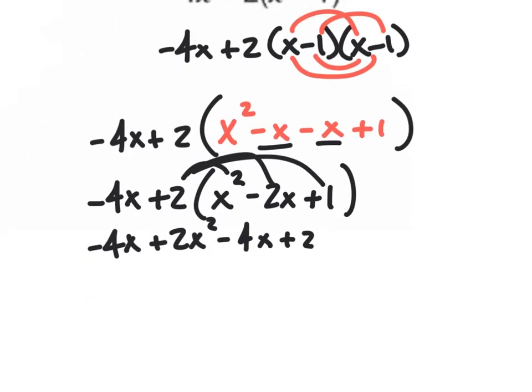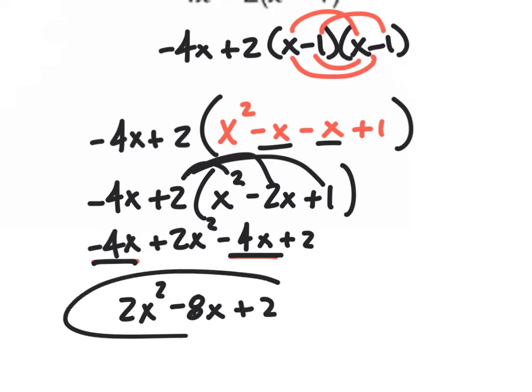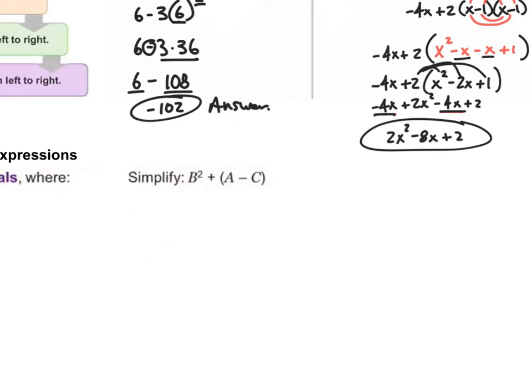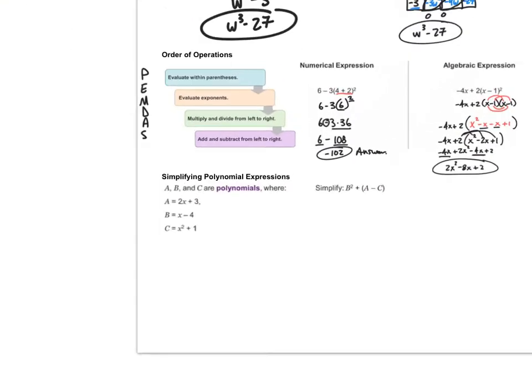All right, now I can combine like terms. I can combine the negative 4x and the negative 4x. So I'm going to get 2x squared. If I combine my like terms, it's going to give me negative 8x and then plus 2. So we can evaluate that. We can do all that, but we have to follow the order of operations. That is important. All right, let's do one more example, and then we'll be done with this video.